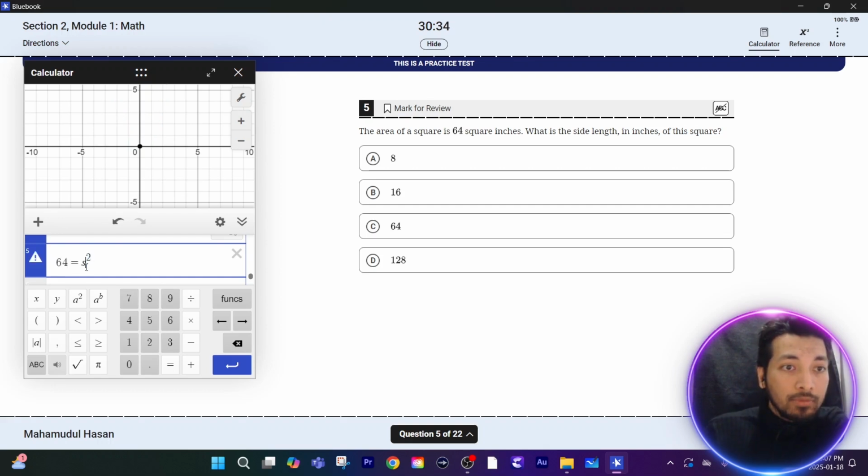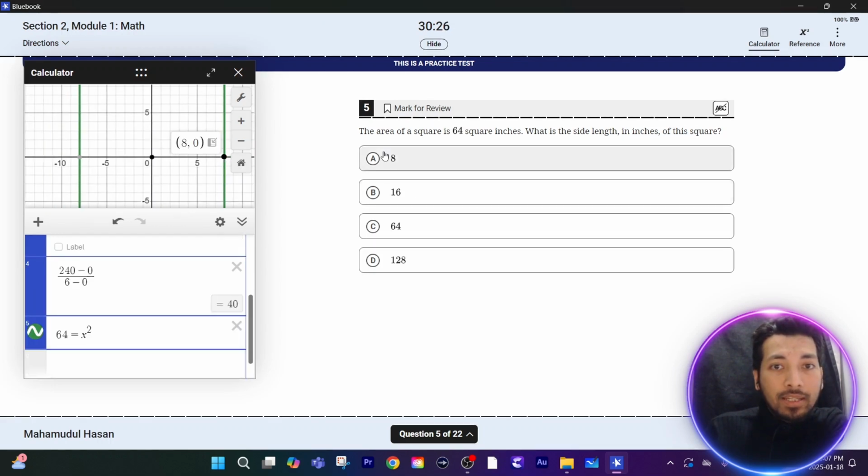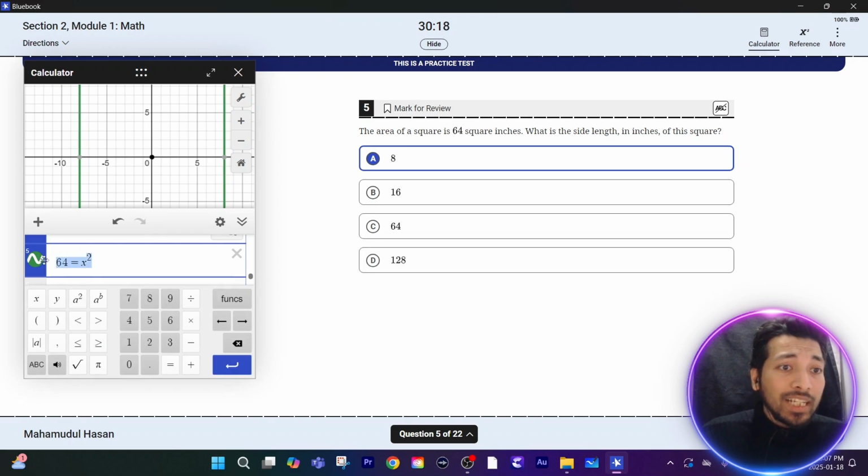If we put that in, Desmos does not accept any variable other than x. So we can put x here and we can see that x is equal to 8. That is the side length of this square. Perfect. Also, to understand this, we can take the square root on both sides to solve for x. That is plus and minus 8. Since the side length cannot be negative, it should be the positive answer.